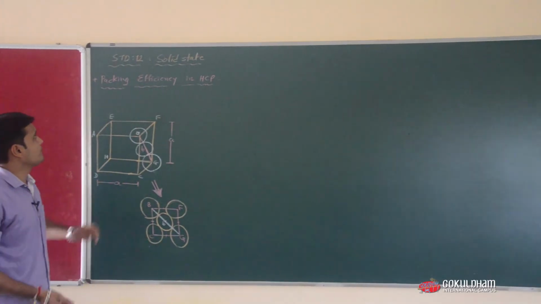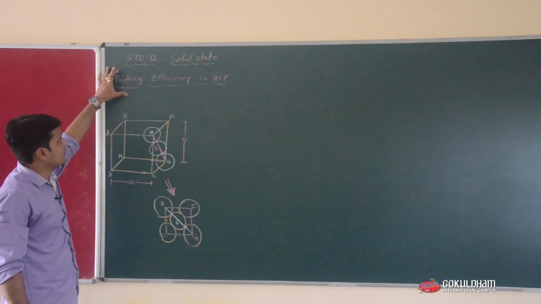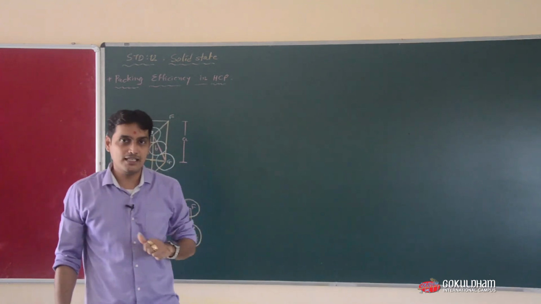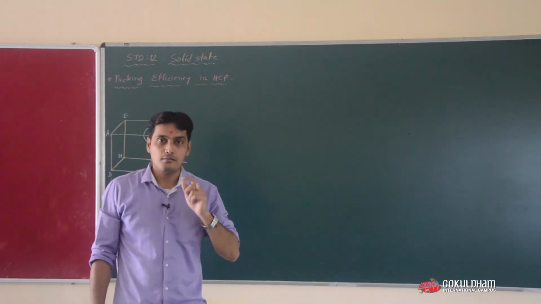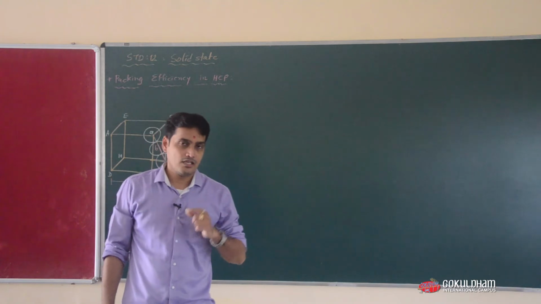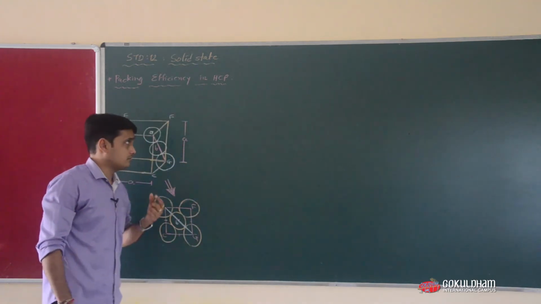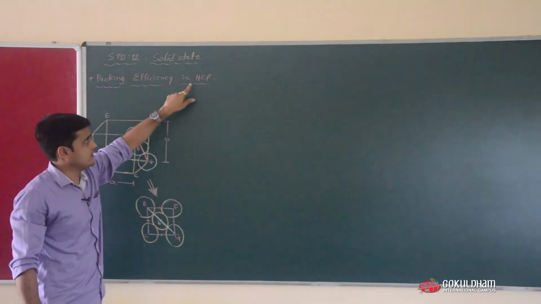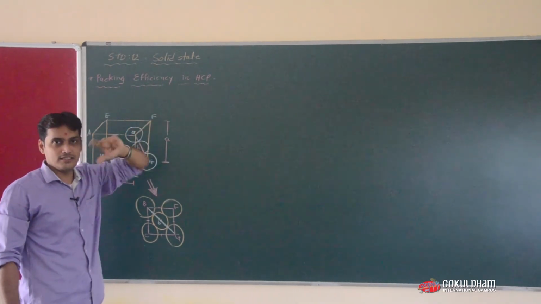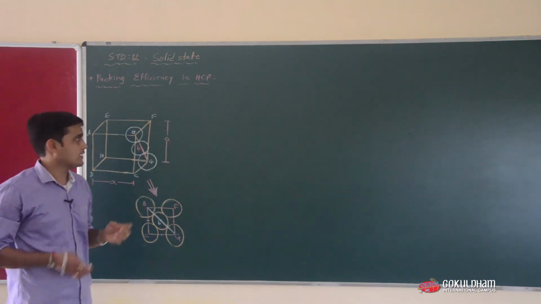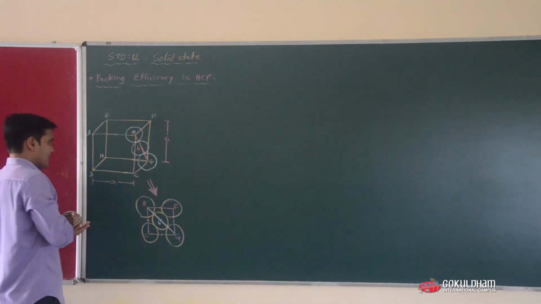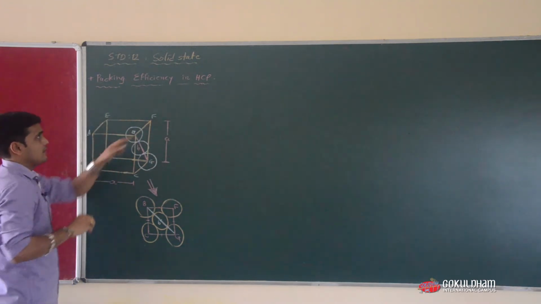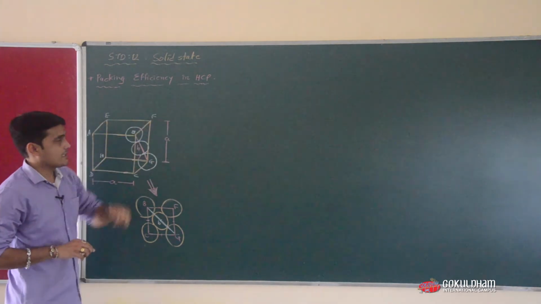In the previous video, you saw the packing efficiency in a simple cubic cell and a body centered cubic cell. Now further, we are going to discuss packing efficiency in HCP or CCP, cubic close pack. You can see the figure, HCP, hexagonal close pack.